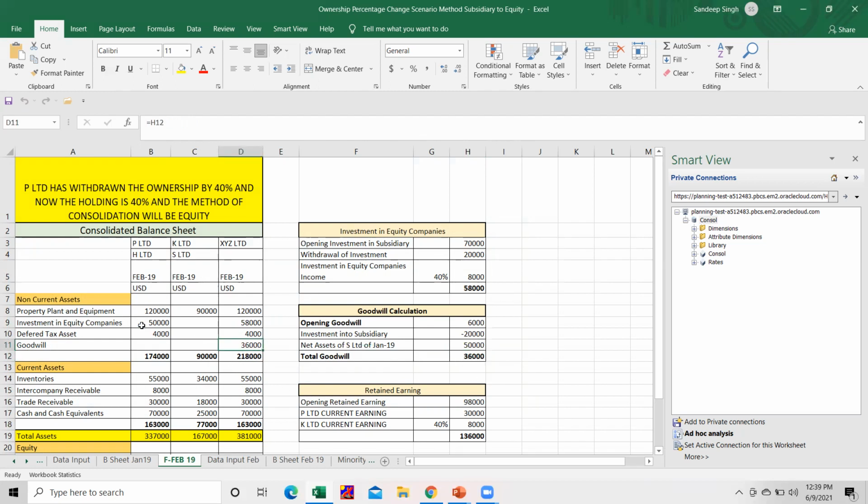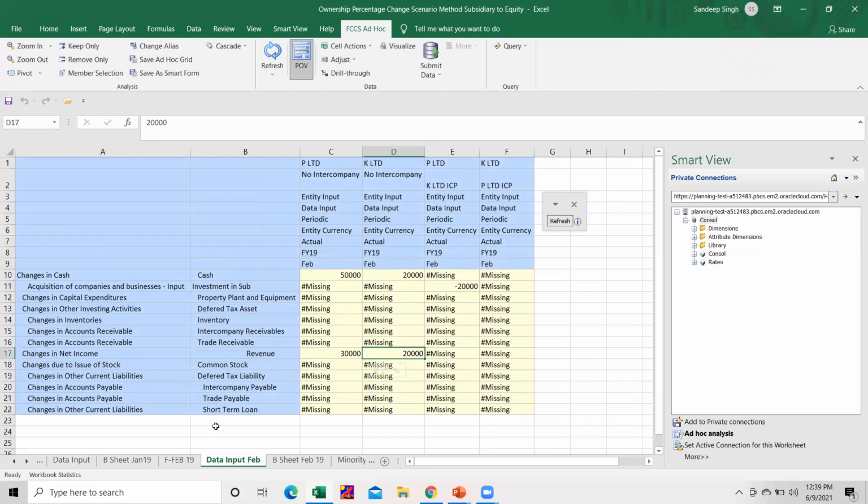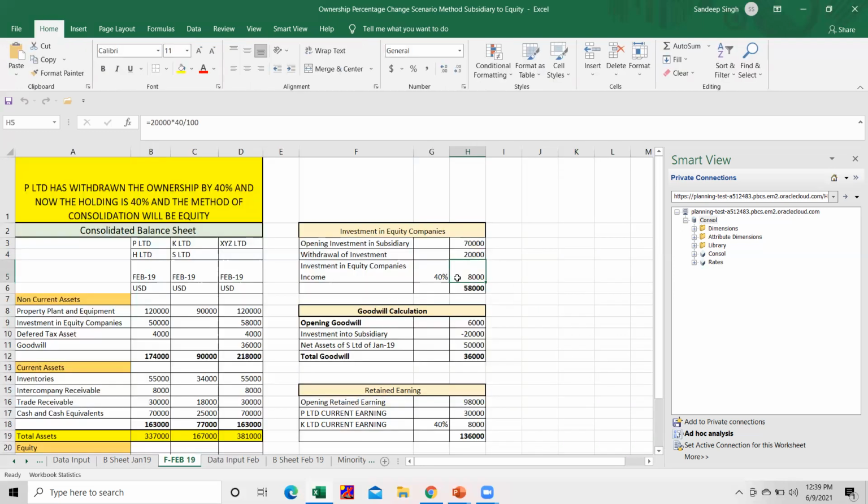The investment in equity company. See, the opening investment in the prior month is 70,000. We have withdrawn the investment by receiving 20,000. And the subsidiary company has generated revenue of 20,000. That is what I have inputted. If I calculate 40% of 20,000, this amount is 8,000. So you can see that the total investment in equity company at the consolidated level is 58,000.